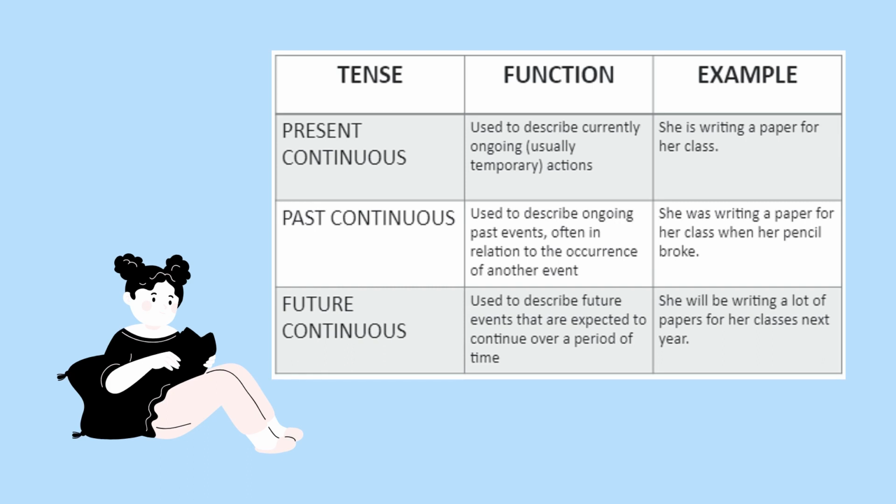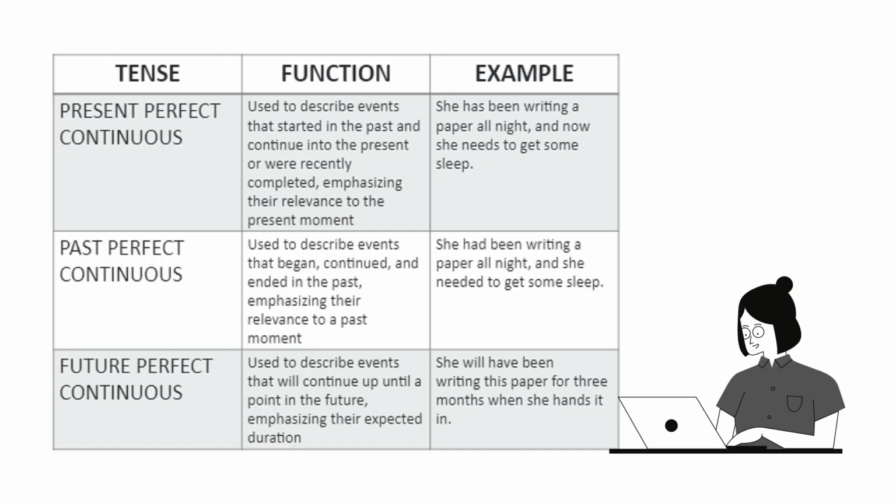This brings us to the last part of the tenses, that is, perfect continuous tenses. To start with, present perfect continuous tense, it is used to describe events that started in the past and continue into the present or were recently completed, emphasizing their relevance to the present moment. For illustration, she has been writing a paper all night and now she needs to get some sleep.